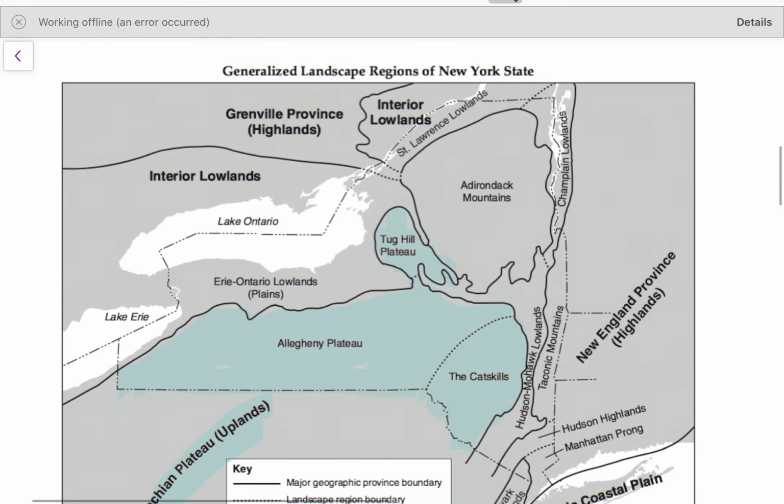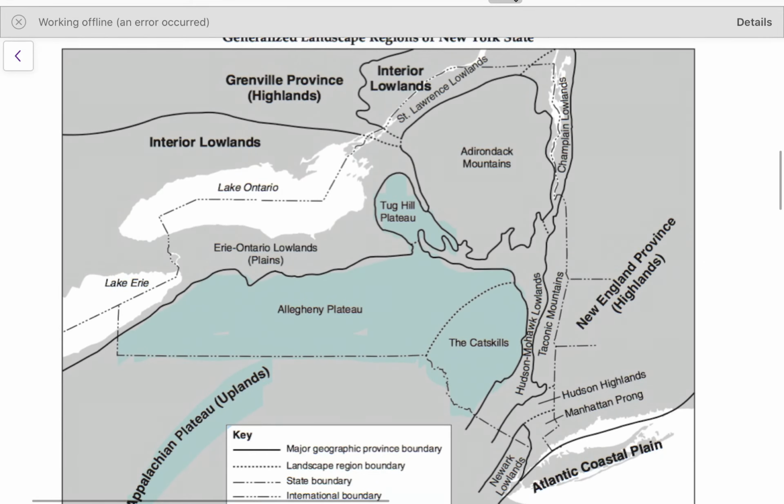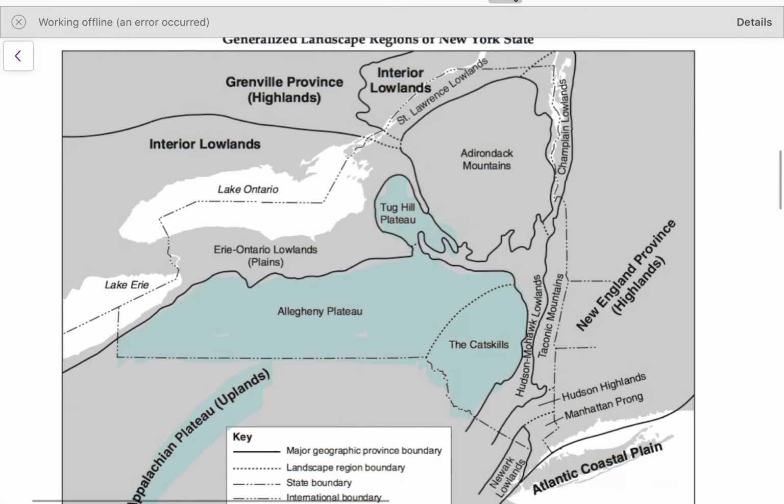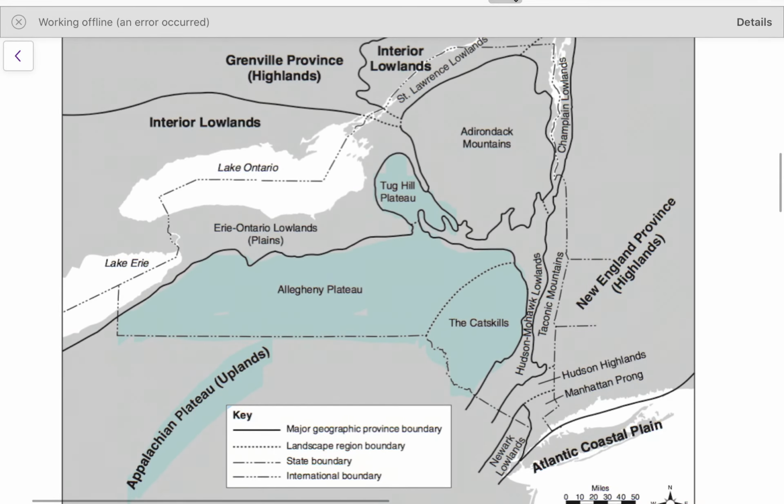Let's see, I believe we have all the plateau areas of New York State highlighted. So again, Tug Hill Plateau, Allegheny Plateau, the Catskills are all plateaus in New York and are all part of what we call the Appalachian Plateau.